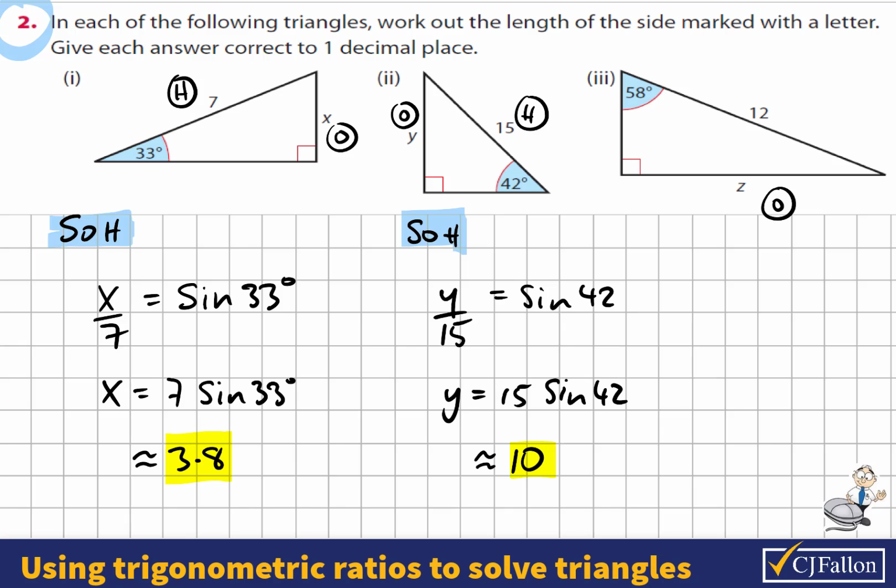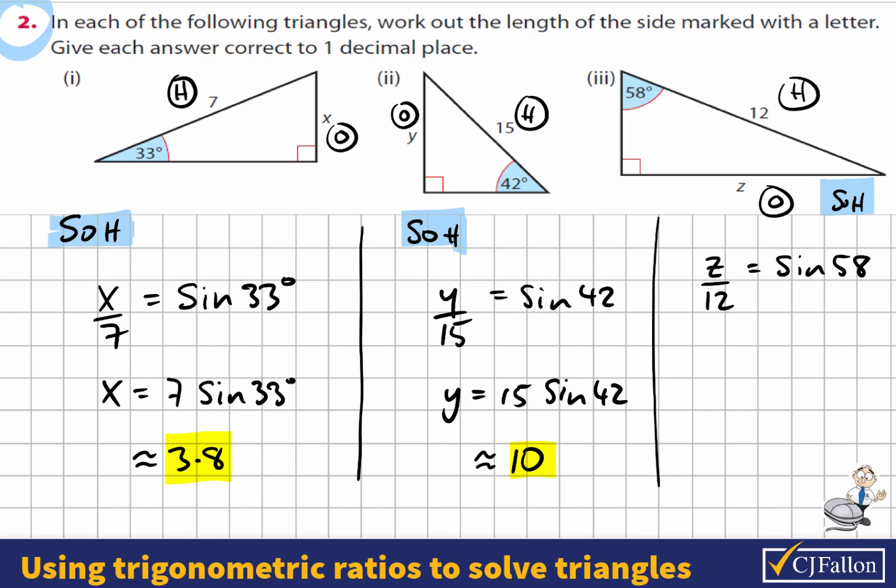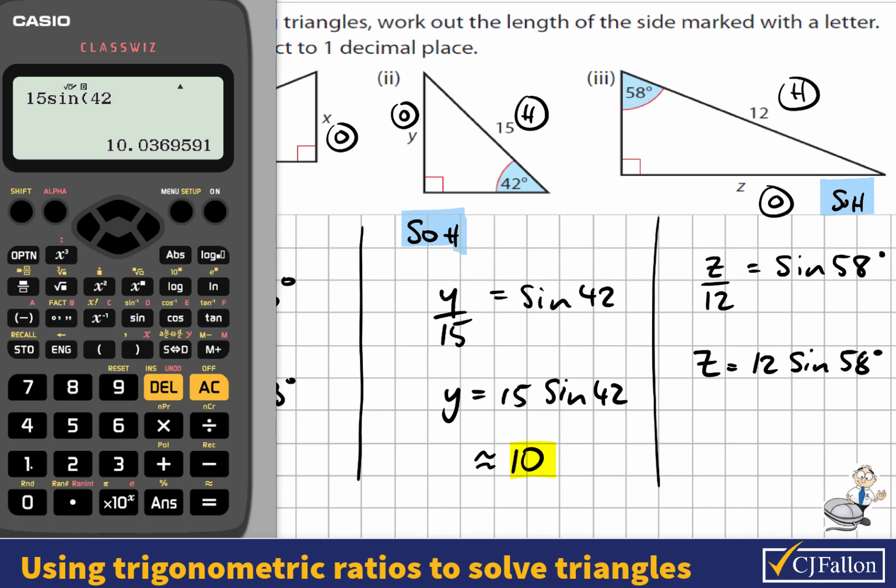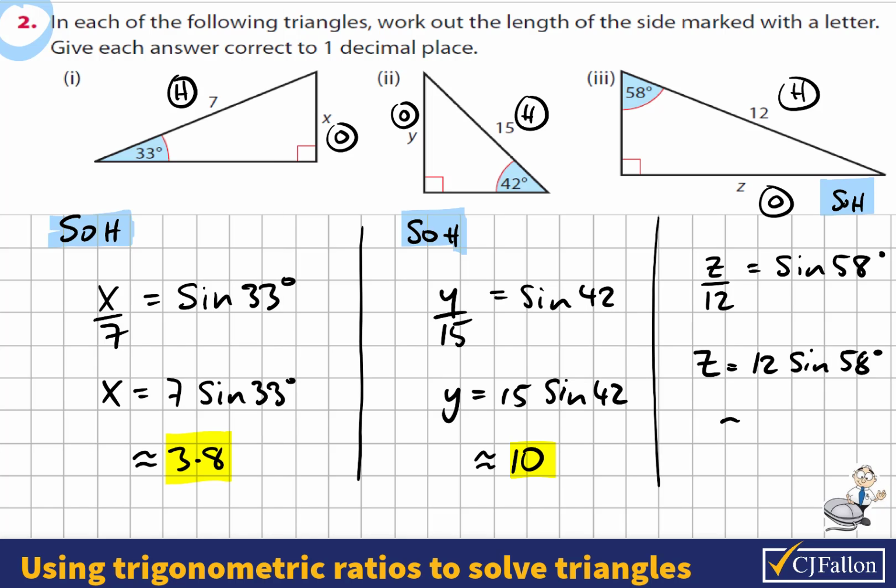And the last one, again, labeling the sides. Compared to 58, this is opposite and this is hypotenuse. Again, we're using sine, so it just happened to be we're using sine in each of these because that's the information that we were given. So my statement in this one would be that the opposite divided by the hypotenuse, which is z divided by 12, is equal to sine of the angle 58. So therefore z must be 12 times sine 58. So again, into the calculator I sub this in. Getting it right this time. And I'm getting 10.2 to 1 decimal place.